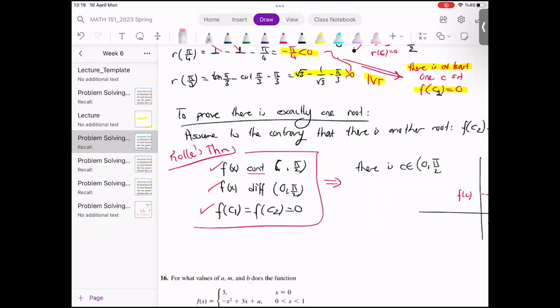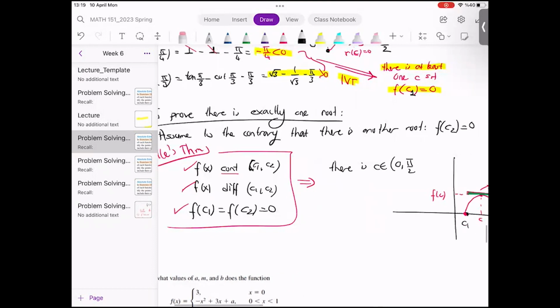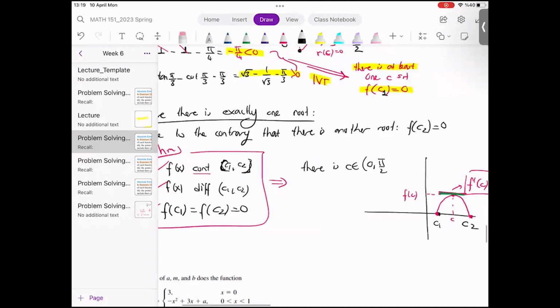By the way, I think I need to change these points to C1 and C2 because I use those notations. Okay, like that. Because C here is between C1 and C2. That's why I am choosing the interval like that. C1, C2, such that its first derivative is 0.